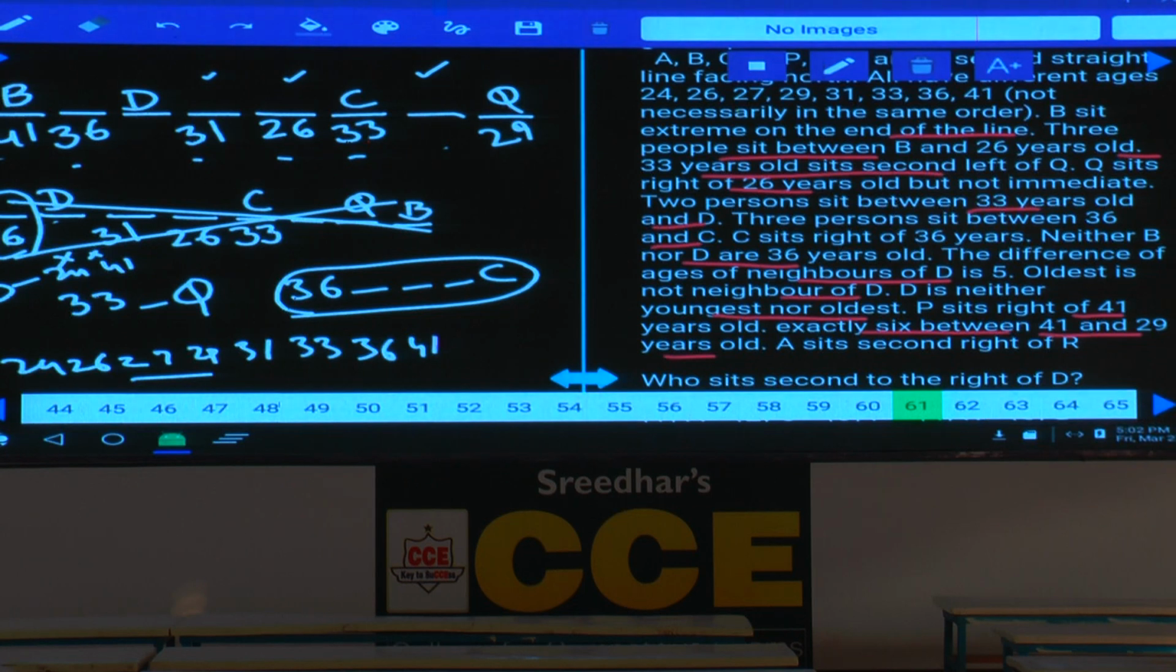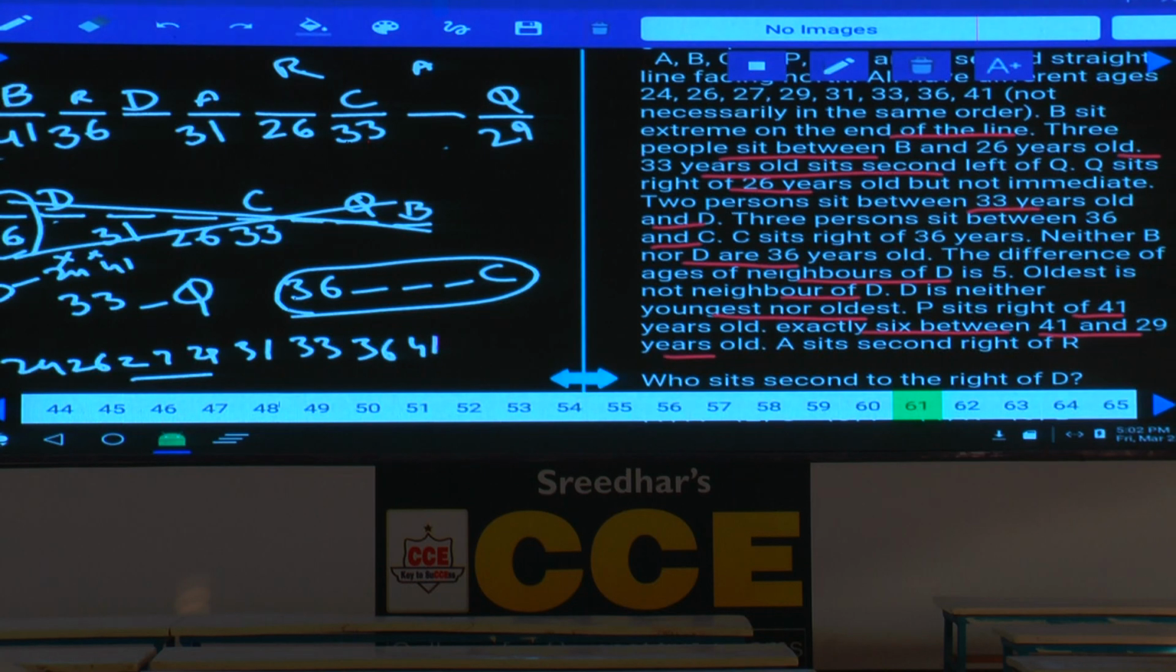Then A sits second to the right of R. As A is seated second to the right of R, what are the possibilities we can have? Then what is the age of this D? D can be either 27 or 29, isn't it? Then A sits second to the right of R, tell me what are the possibilities. If A is here, R will be here, that is one possibility. Or if A is here, R will be here. There are 2 possibilities, isn't it? Hence, there are 2 possibilities in this set.